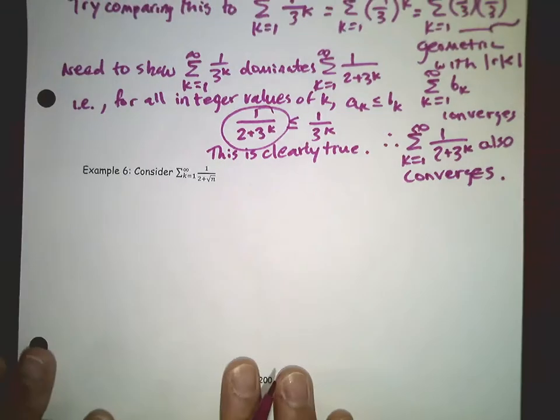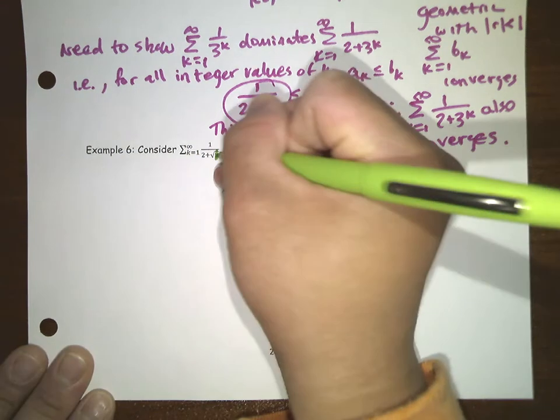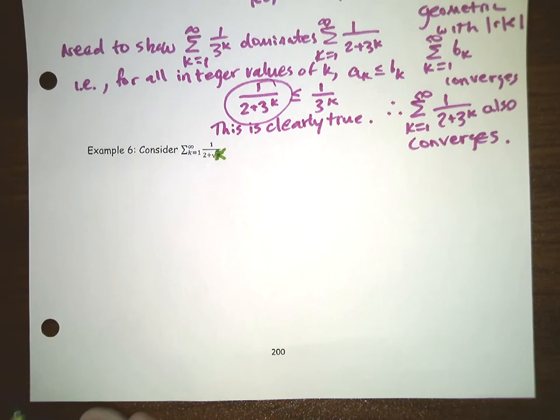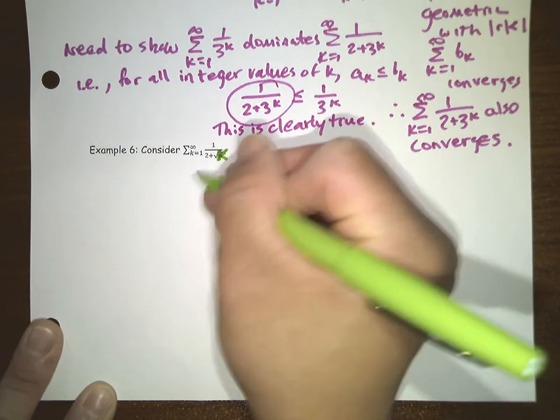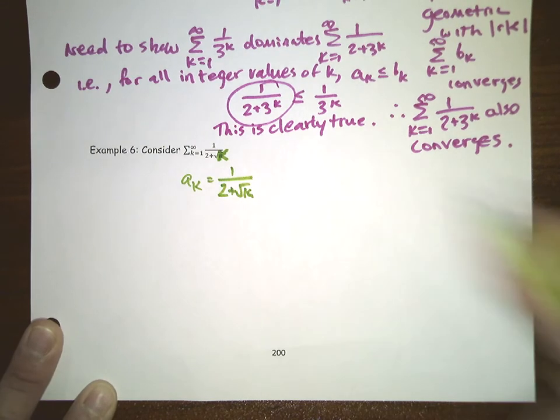So let's try another example here. All right, so let me get another example ready for us. So now we have the sum k equals 1 to infinity of 1 over 2 plus the square root of k, and this should actually be k and not n because k is the index here. So I'm just going to call this a_k, 1 over 2 plus square root of k.